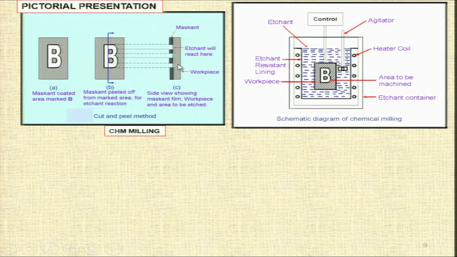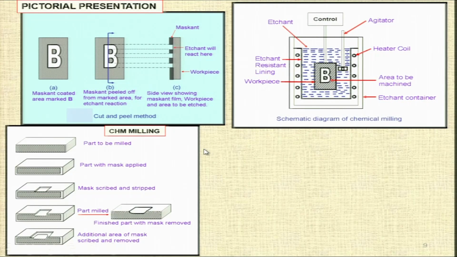Etchant has, this area has been marked over here, and this is the workpiece. So etchant will react or remove the material from this workpiece surface only in the area where there is no mask, because here is the mask, no material will be removed beneath this. Here is the mask, no material will be removed beneath this, like this. So, cut and peel method.